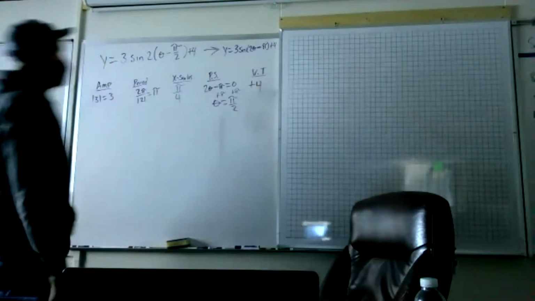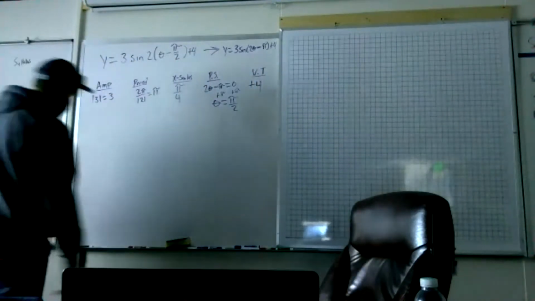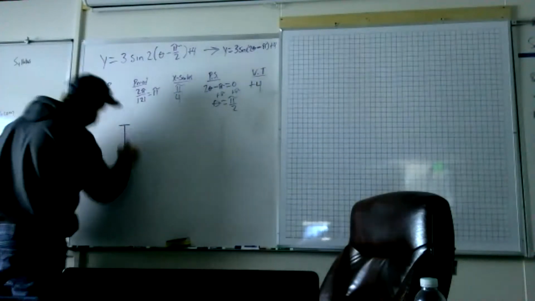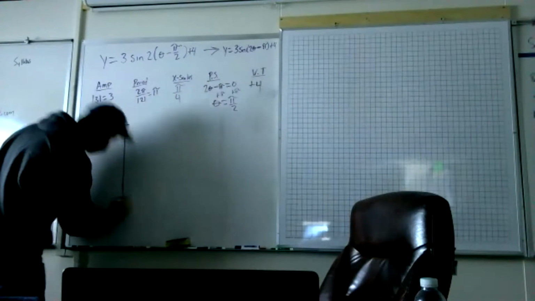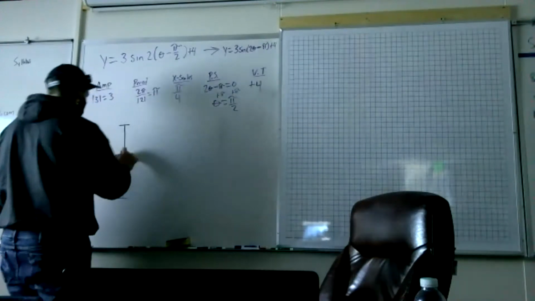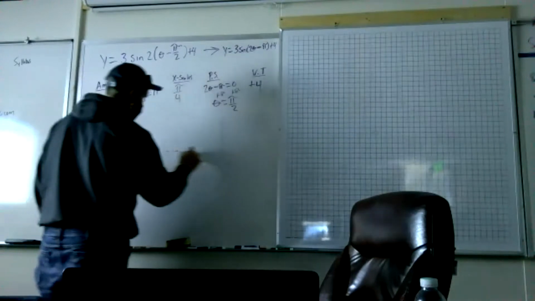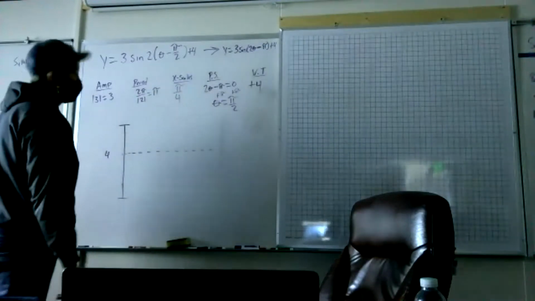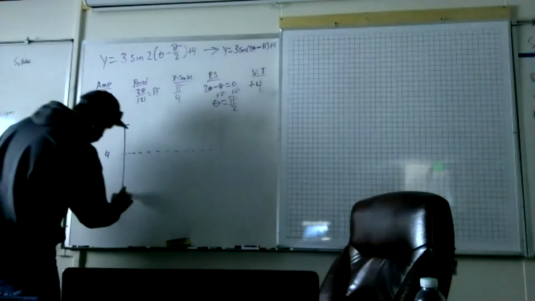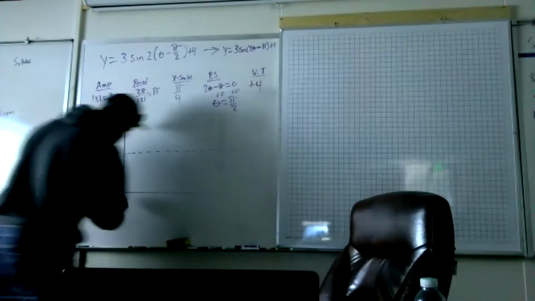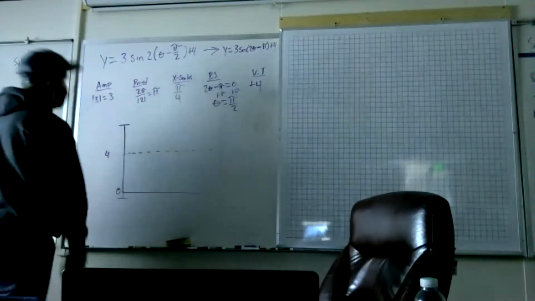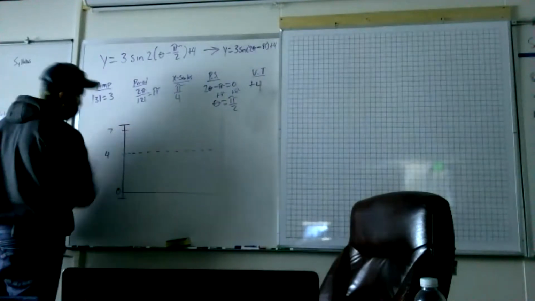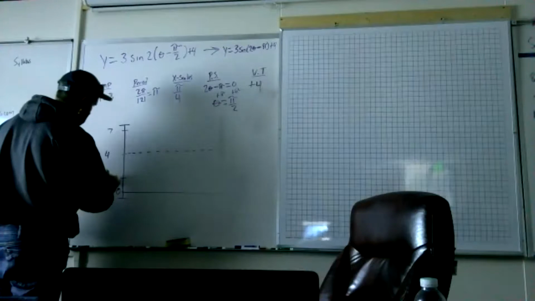So my graph is shifted up 4. Okay. So first, drawing my graph. Okay, my midline is here at 4. I'm shifting right, so that's okay. Draw my x-axis down here at 0. Okay, my amplitude is the distance from the maximum and the min. So I have a maximum of 7 and a minimum of 1.